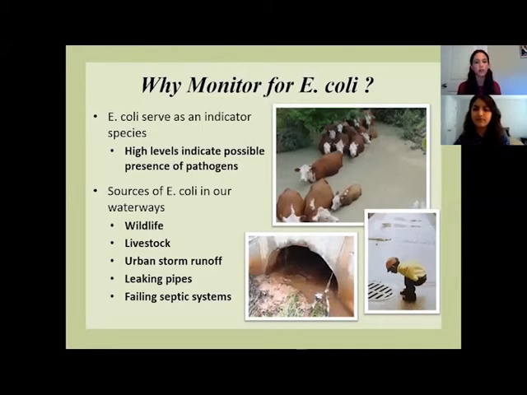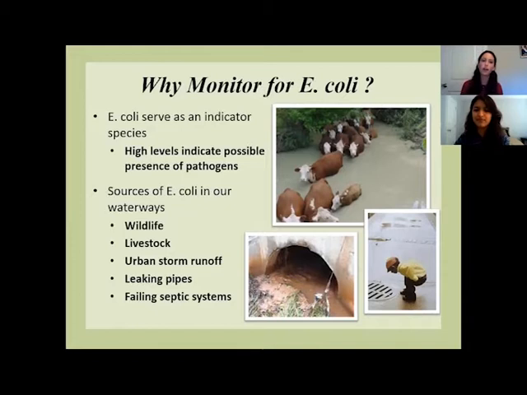So some of the sources of E. coli in our waterways include wildlife. So if you take your samples in an area where there's a bunch of geese hanging around, you're probably going to have pretty high E. coli levels. So you kind of don't want to take your samples around them. Livestock. So if there's a stream right next to a cattle pasture, or if the cows are literally in the stream like they are in this picture, you're going to have higher levels of E. coli.